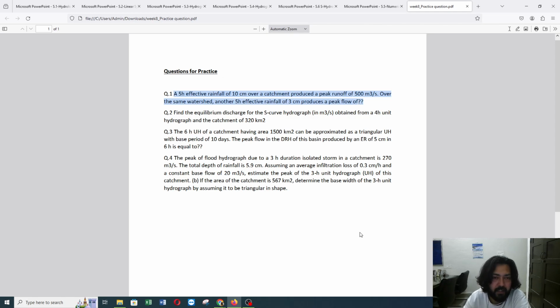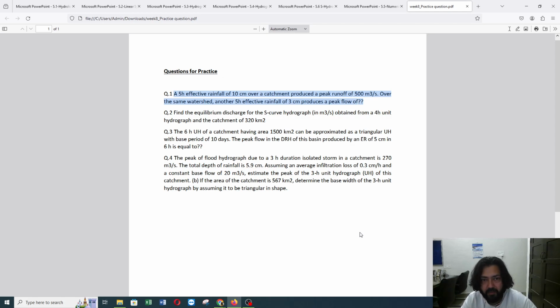So here they are saying an effective rainfall of 10 centimeter is occurring over a catchment. An effective rainfall of 10 centimeter over a catchment produces a peak runoff of 500 meter cube per second. Over the same watershed, another 5-hour effective rainfall of 3 centimeter produces a peak flow of what?